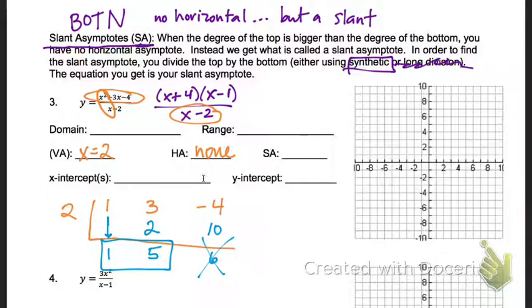So what kind of equation is this? Just an x plus 5. Because you're doing x squared, you divide, so you're just left with x. So your slant asymptote is always going to be a line, like a linear function, a diagonal.